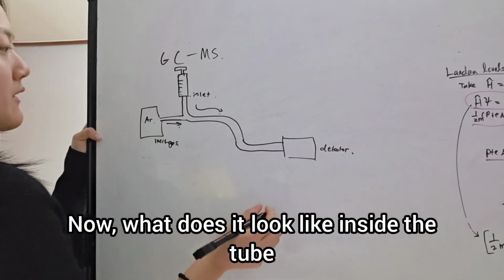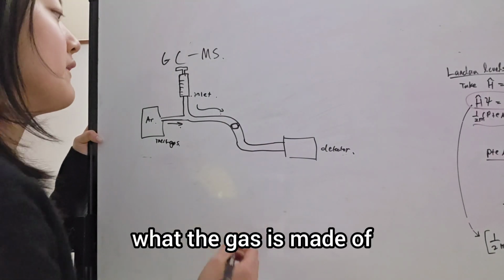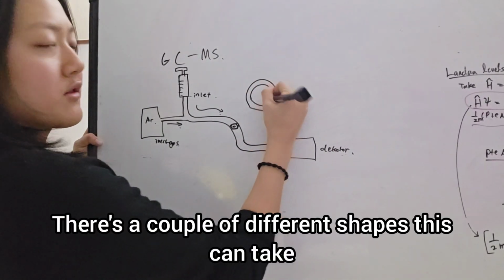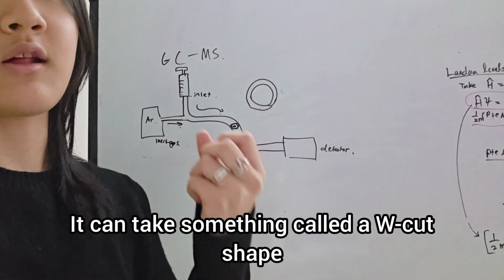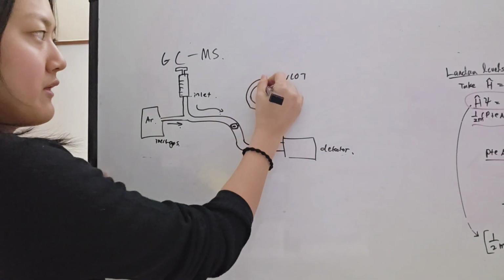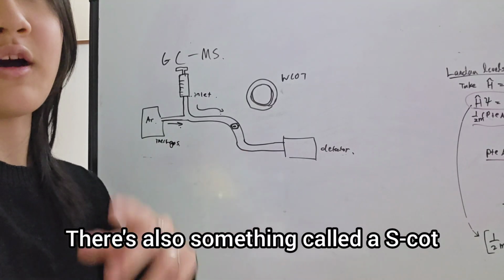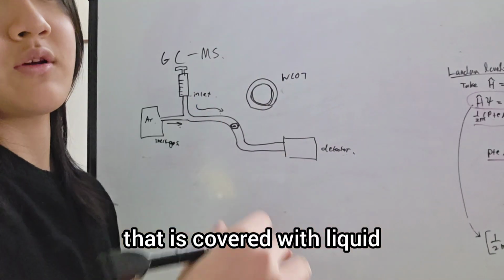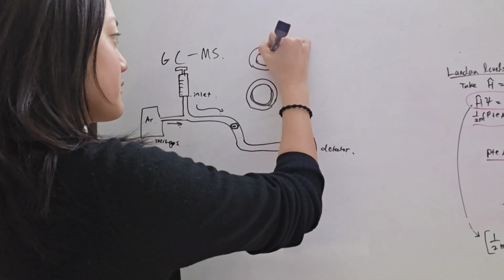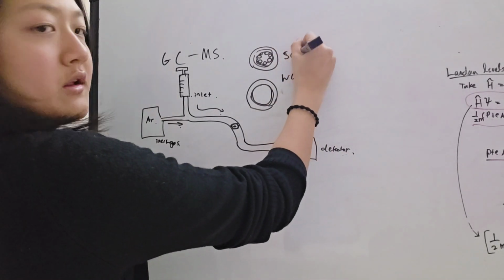Now, what does it look like inside the tube? Well, the whole point of doing gas chromatography is for us to know what the gas is made of. So inside this tube, we have this kind of shape, let's say. There's a couple of different shapes this can take. It can take something called a W-cut shape. And a W-cut shape is when it's just all liquid. Liquid is coated over here. There's also something called a S-cut, and that is a solid center that is covered with liquid. So it would look like having a solid center, but then being covered with liquid inside. That's going to be S-cut.